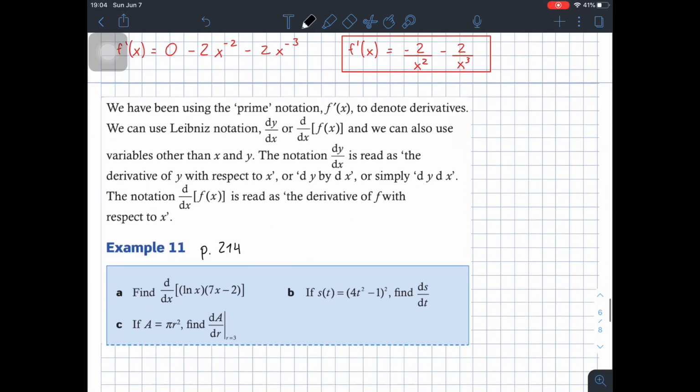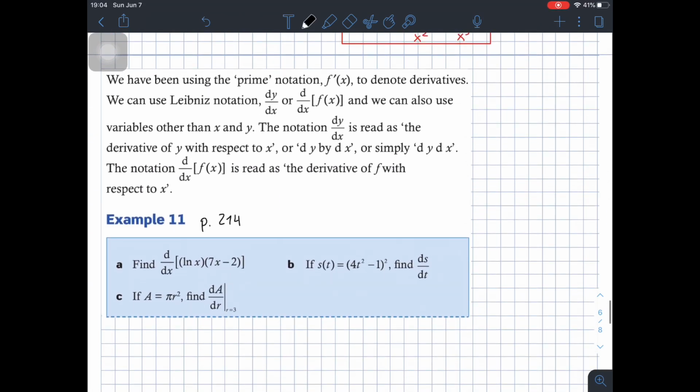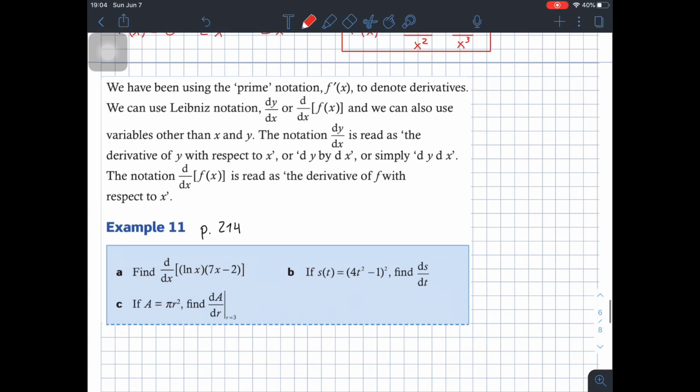So we're gonna finish by doing this set of exercises. This just shows different ways in which we can express the derivative of a function, but you'll see that all of the symbols represent the same thing, which is derivative basically. So it says, we have been using the prime notation f prime of x to denote derivatives. We can use Leibniz notation, which is a derivative of y with respect to x, or also this way, derivative of the function f of x with respect to x.